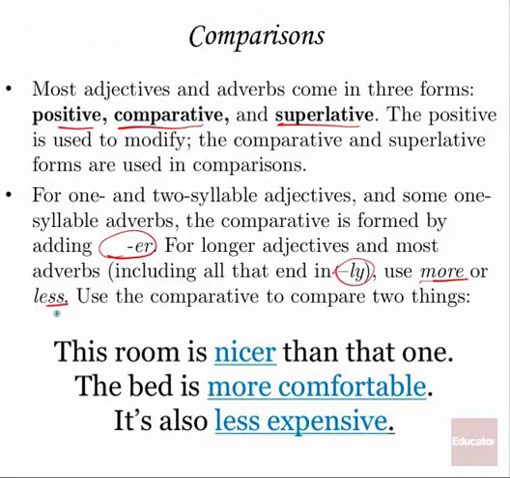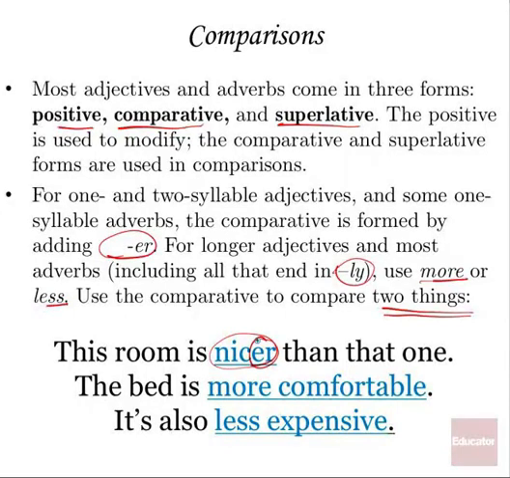Use the comparative to compare two things, exactly two things, no more, no less. So this room is nicer than that one. You're comparing this room and that room. You turn nice into nicer. The bed is more comfortable.